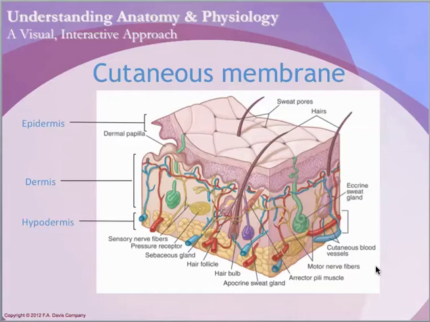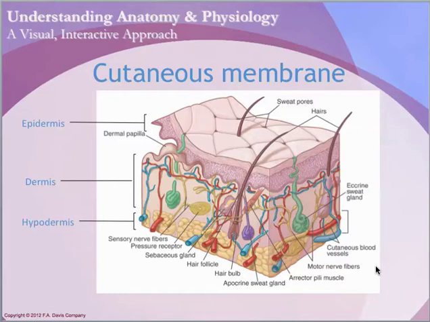The dermis is composed of connective tissue, so not epithelial tissue, connective tissue. It contains primarily collagen fibers, which strengthen tissue, as well as elastin fibers, which add elasticity, and reticular fibers, which bind collagen and elastin fibers together. So we talked about all of those things again in the last chapter. The dermis has a huge abundance of blood vessels, plus sweat glands, sebaceous glands, nerve endings, and hair follicles.